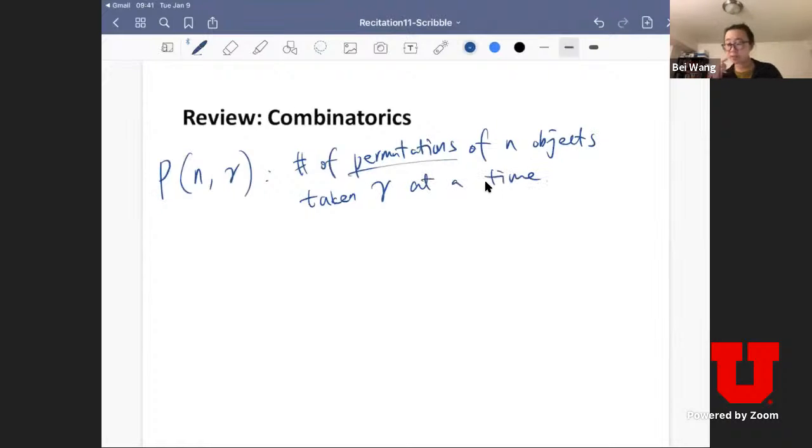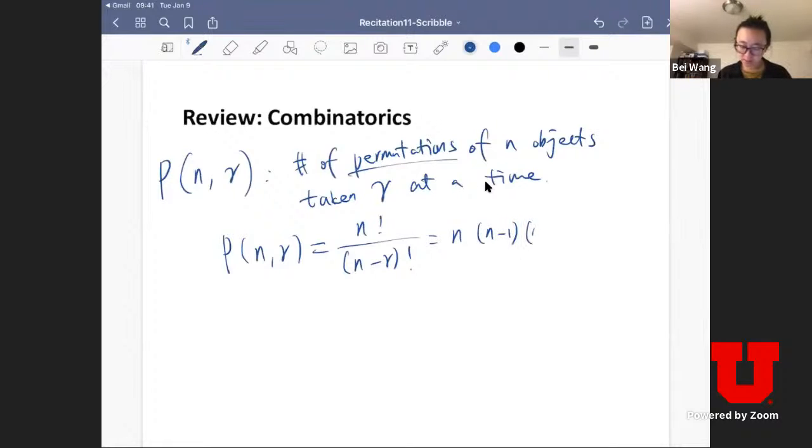So when we say permutation, that does mean the order matters. Okay, so the formula of P(n, r) is n factorial over (n minus r) factorial. And this is of course equal to n times (n minus 1), (n minus 2), up until (n minus r plus 1).